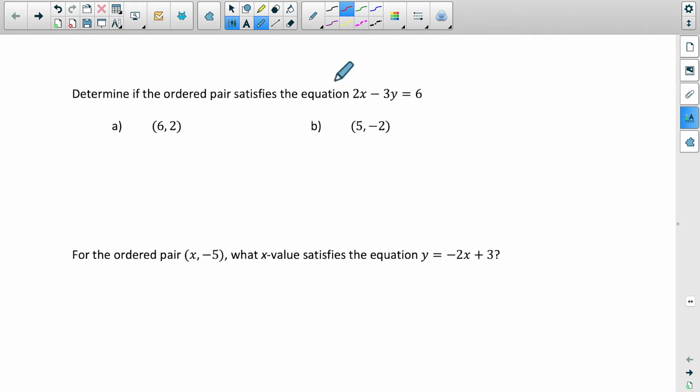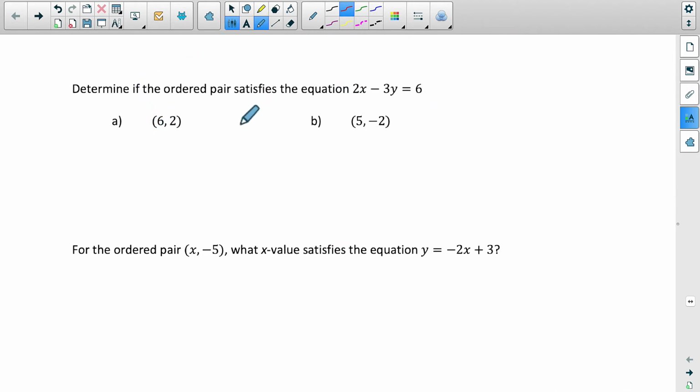Okay, determine if the ordered pair, so we have two ordered pairs down here, we want to do each one of those ordered pairs satisfy this equation right here? Okay, what's the idea here? The idea is, and you better keep this in mind, that an ordered pair is made up of an x and a y. So guess what you're going to do with the x and the y? You're going to put them into x and y and see if it really does equal 6.